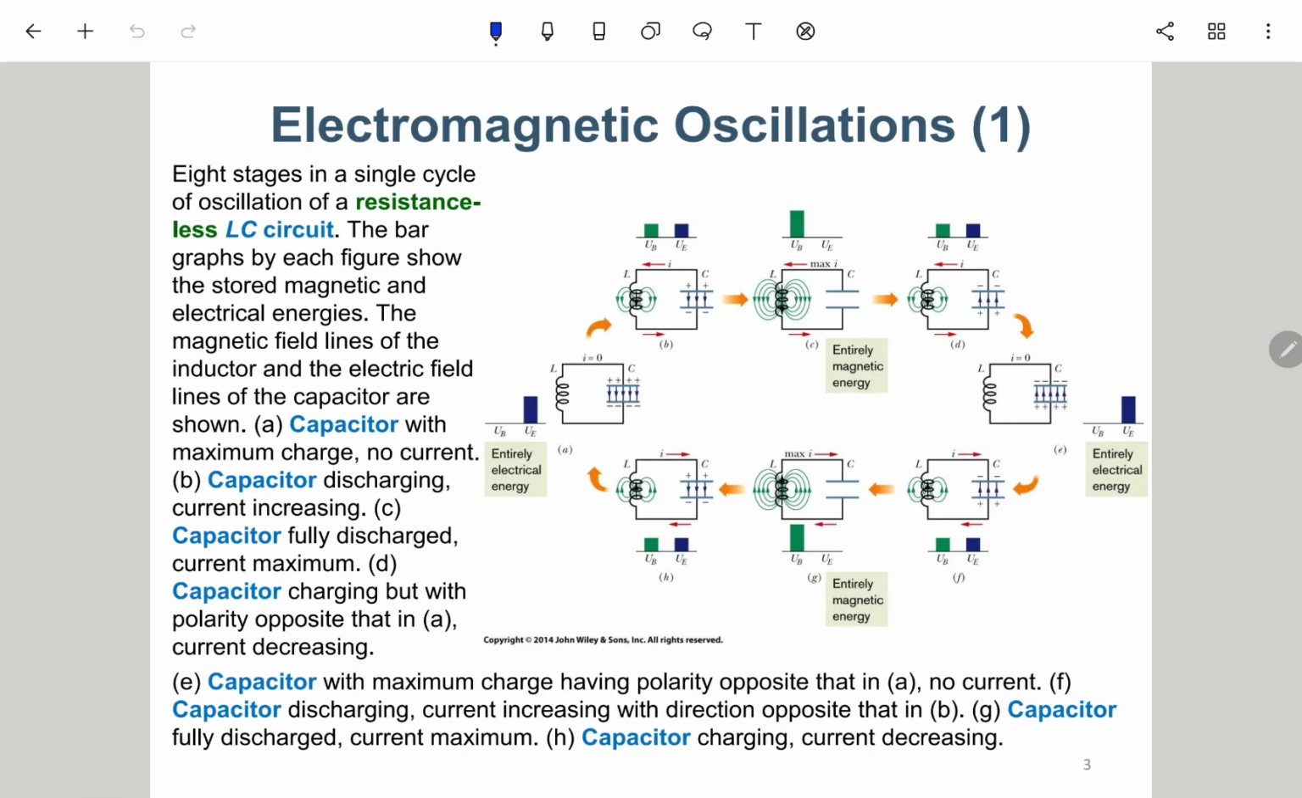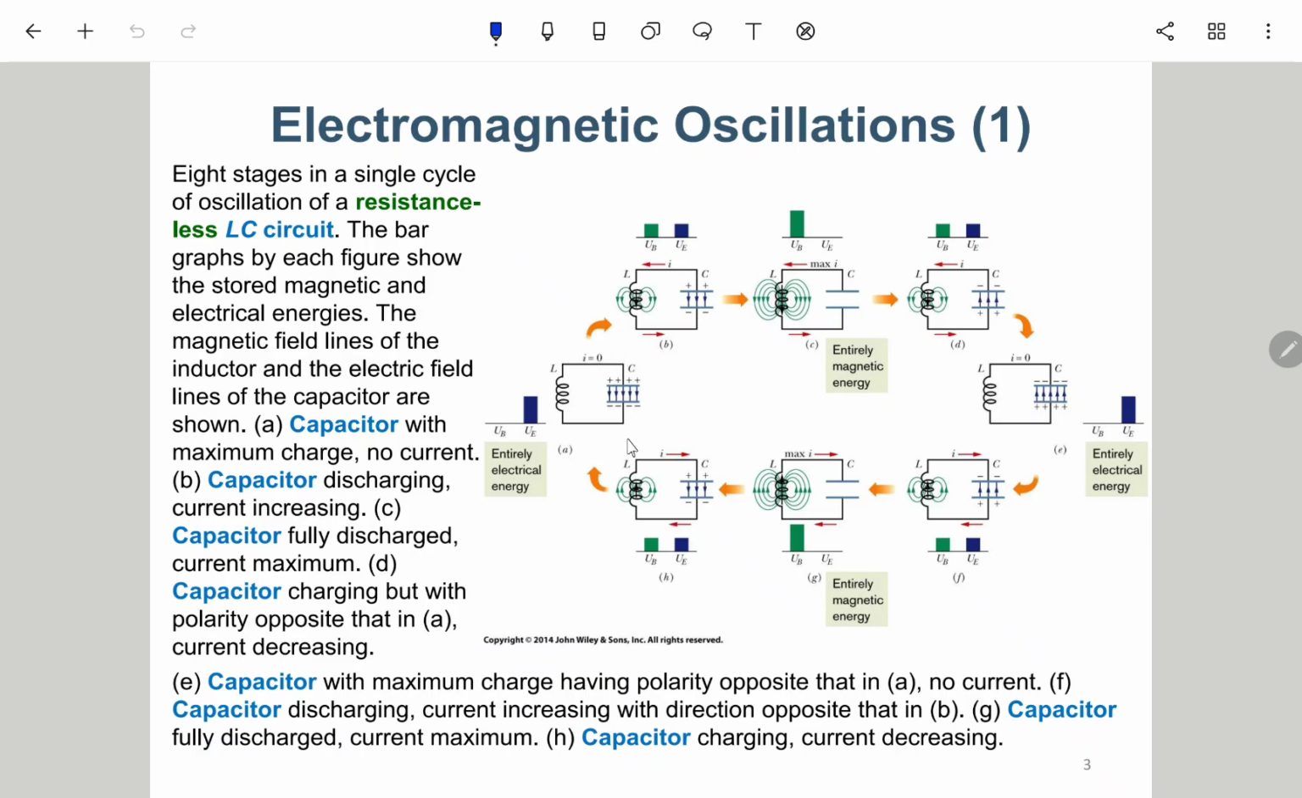Okay, so this is a big graph. We have 8 subfigures, representing electromagnetic oscillations. Here we have 8 stages in a single cycle of oscillation of an LC circuit without resistance. You just start from here. We have an L and a C in series, an inductor and a capacitor in series.